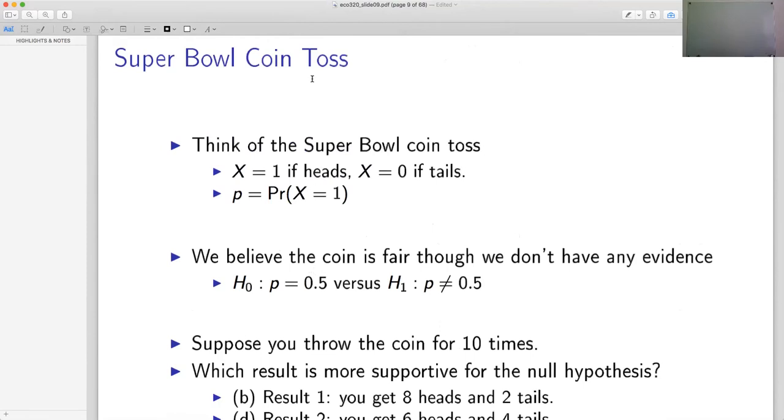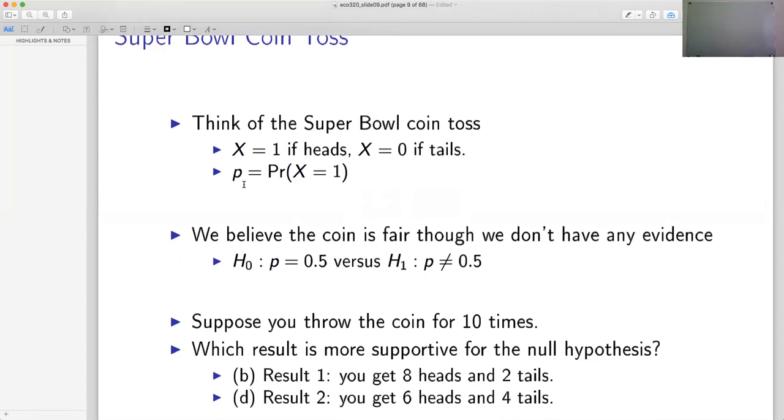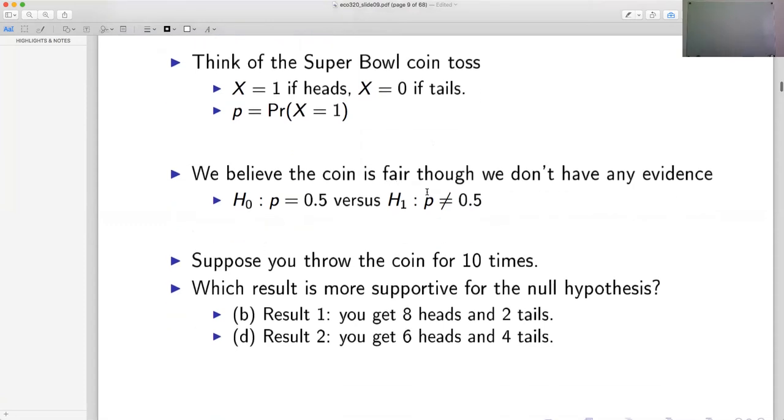The Super Bowl coin toss is another example. Think of a Super Bowl coin toss. x equal 1 is heads, and x equal 0 is tails. So this is like a binary variable, right? We learned that in chapter 5. P is the probability of x equal 1. We assume the coin is fair, though we don't have any evidence. So our null hypothesis is that the probability of heads is 50%, and the alternative is that it's not fair.